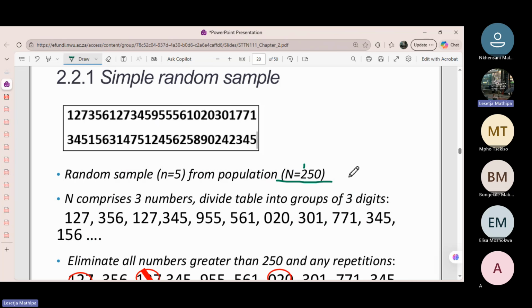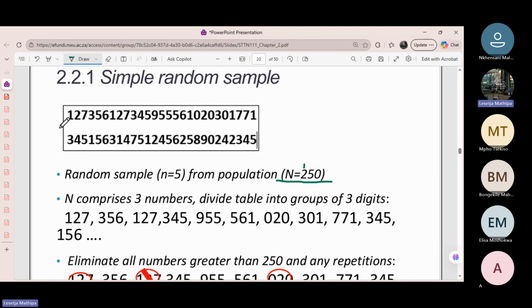We have 3 digits: 1, 2, 3. So from our random numbers, before you say that this is my element, this is my answer, make sure that the answer you chose must be below the population. Let's check. These are our random numbers. They will say start from left to right, from the first row. This is the first row. From left to right without replacement.